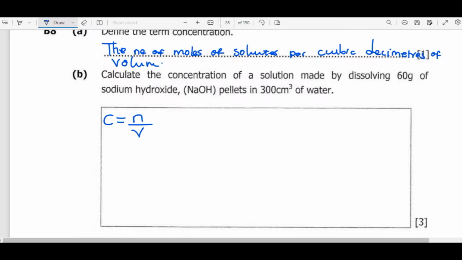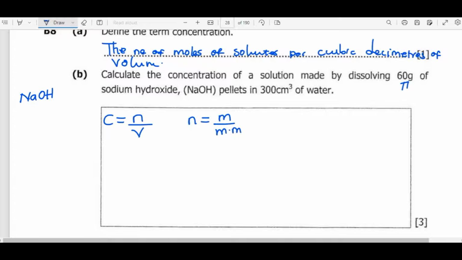Now we don't have the number of moles, we have mass. So we can find the number of moles by mass. So say number of moles is given by mass divided by molar mass. So there is a need of finding molar mass for sodium hydroxide. So let's do it as follows.